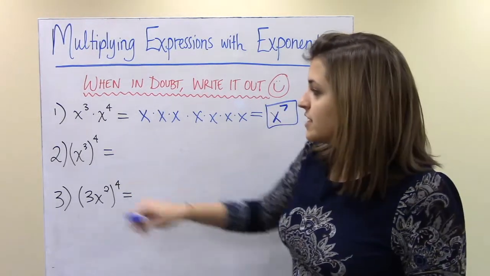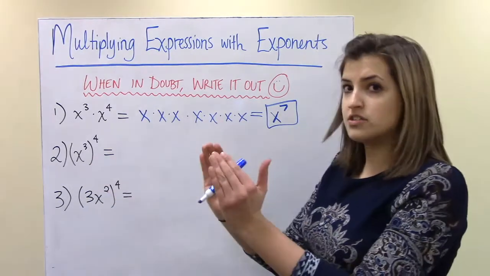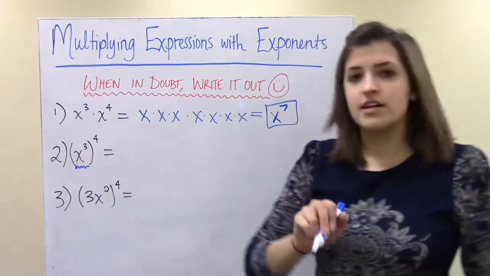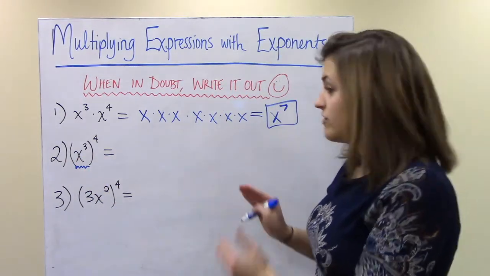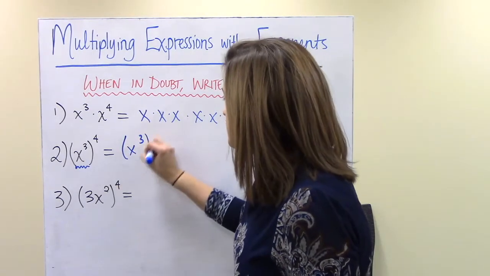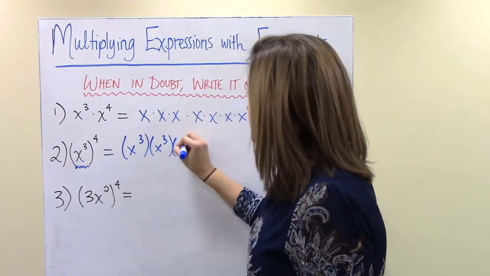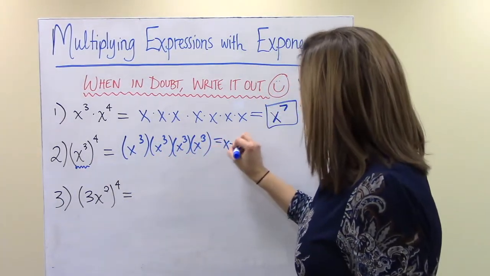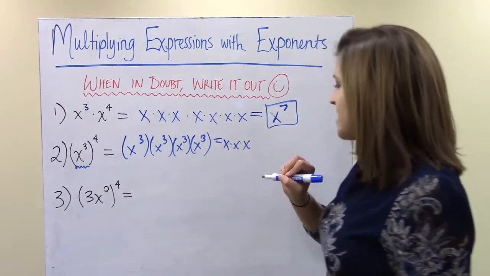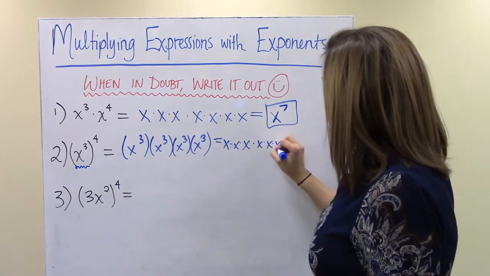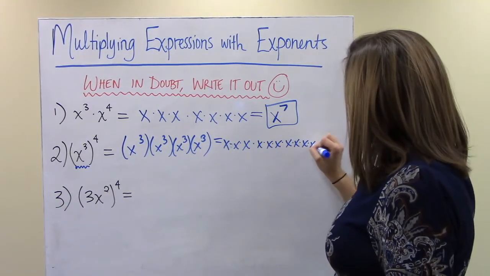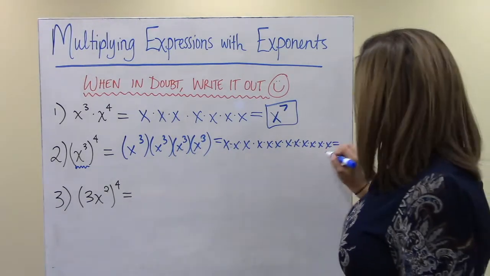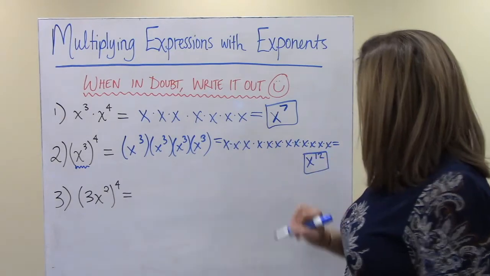My second problem is x to the 3rd all to the 4th. This means when I have my parentheses that everything in here is going to be multiplied 4 times by itself. So I'll have x to the 3rd times x to the 3rd times x to the 3rd times x to the 3rd. That's 4 times of what's in there. So I'll get x times x times x, times x times x times x, and you can guess this is going to be 4 times. And my answer is going to be, I'm going to have 12 x's here, so this is going to be x to the 12th. That's my answer.